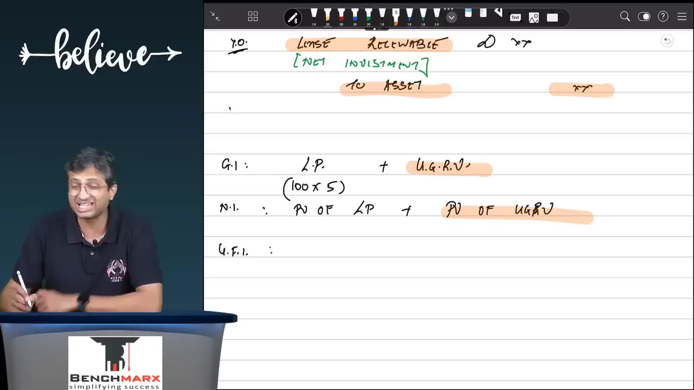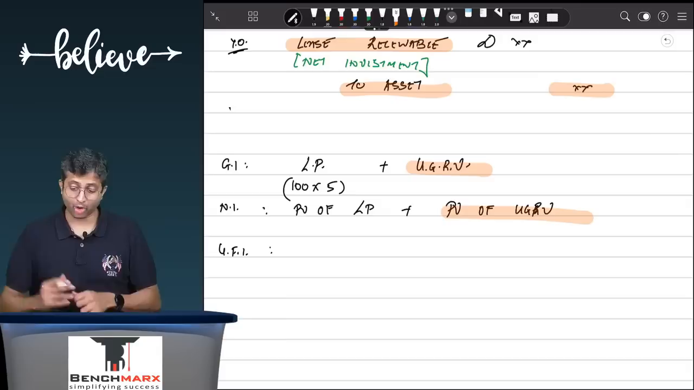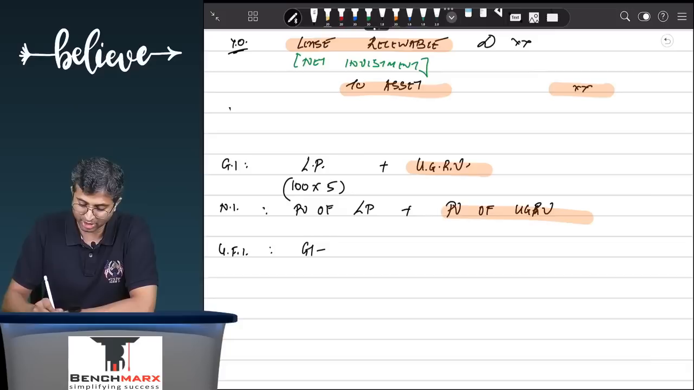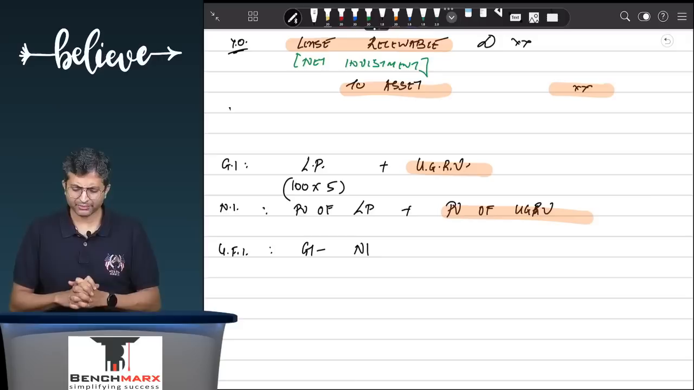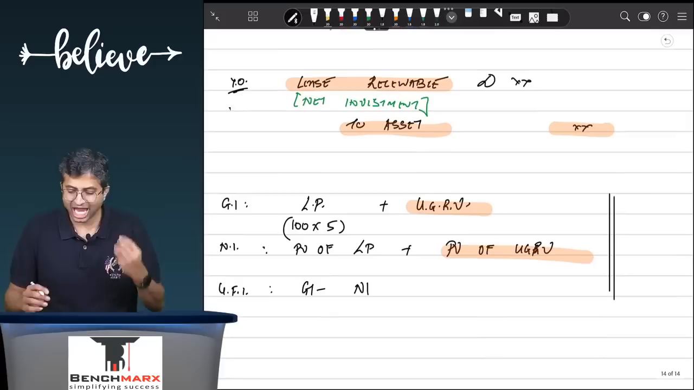So, over here, we will also take the present value of the unguaranteed residual value, and then the difference between the two. So, your gross investment minus net investment, the difference between the two, is called the unearned finance income. This is called the unearned finance income. Perfect. So these are the three lesser specific terms, and you will recognize the lease receivable at the net investment.